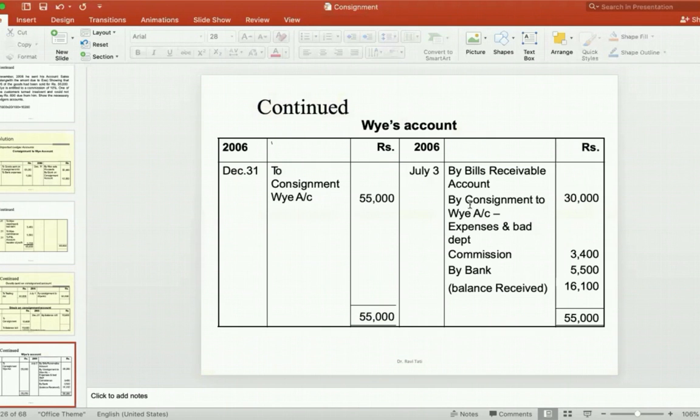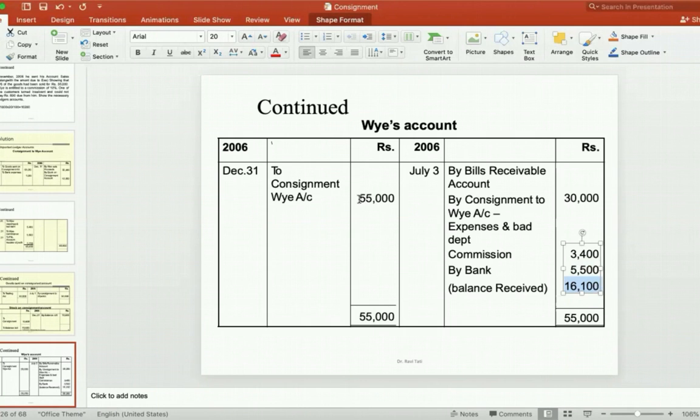By consignment to Y's account, 30,000. It is credited in the consignee's account. In addition to his deposit and the expenses, whatever commission he is due to receive is also charged here, right? So the balancing figure is 16,100. This 16,100 is to be remitted to the consignor.